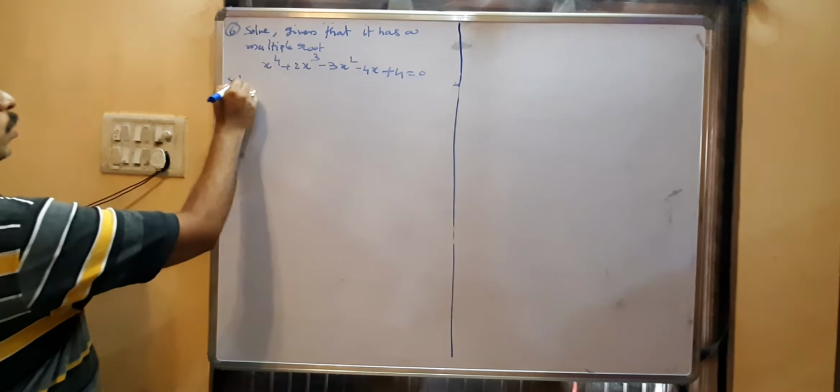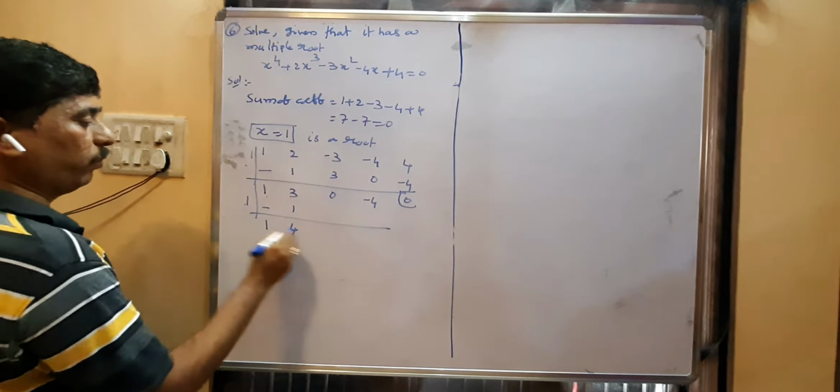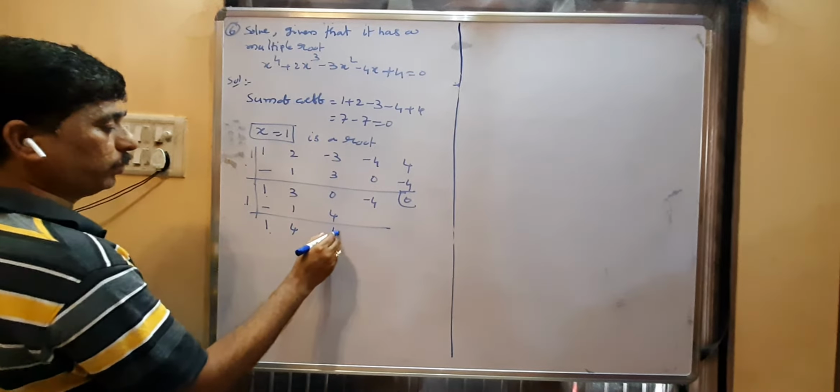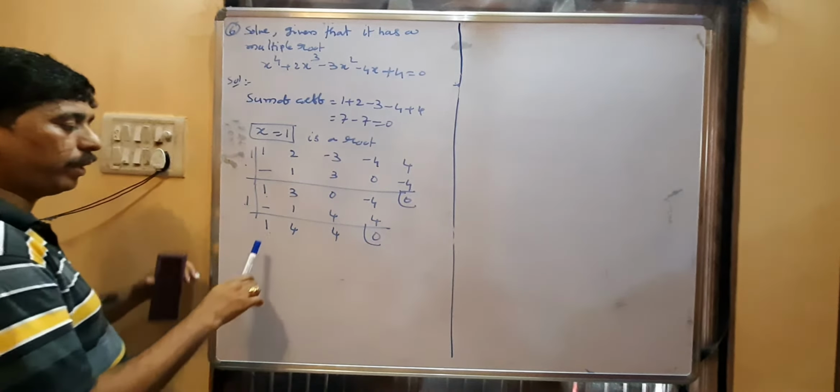Again you can check it: 1 plus 3 plus 0 minus 4, 4 minus 4 equal to 0. Again x equal to 1 is a root. So again we have to do the synthetic division with 1. 1 into 1, 1, 4, we get 1 into 4, 4, 0 plus 4, 0, 1 into 4, 4, 0. Again you can check it: 1 plus 4 plus 4 not equal to 0, then x not equal to 1.